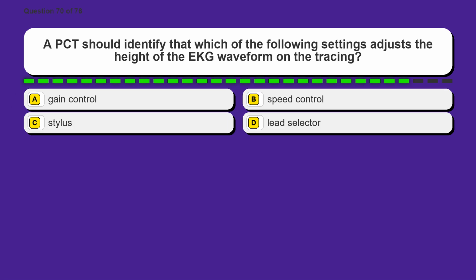Question 70. A PCT should identify that which of the following settings adjusts the height of the EKG waveform on the tracing. Option A. Gain control. Option B. Speed control. Option C. Stylus. Option D. Lead selector.